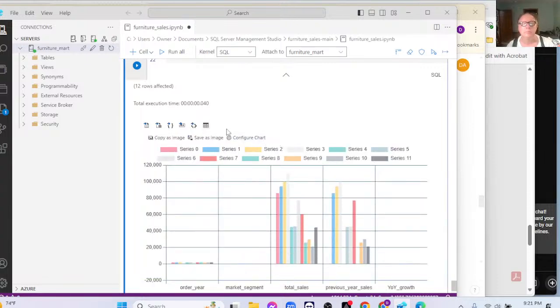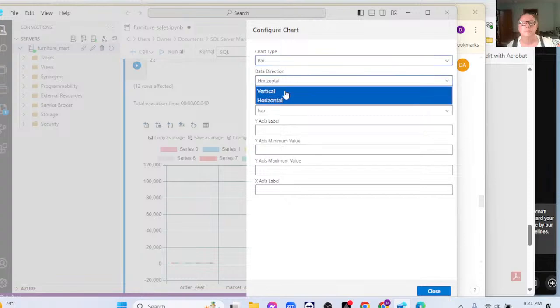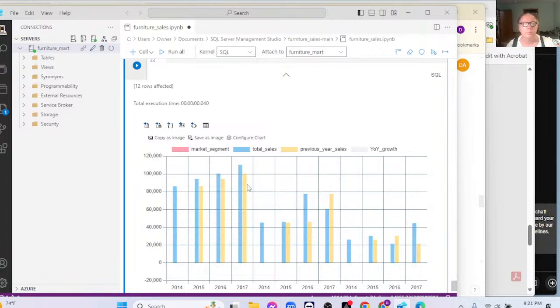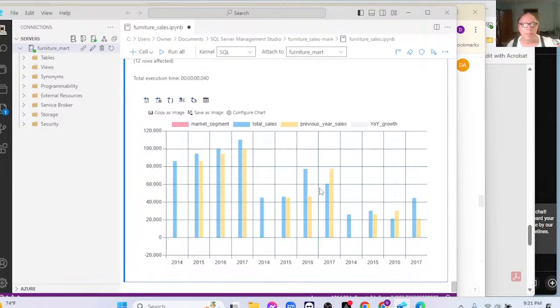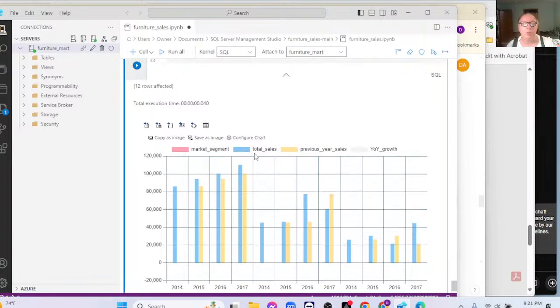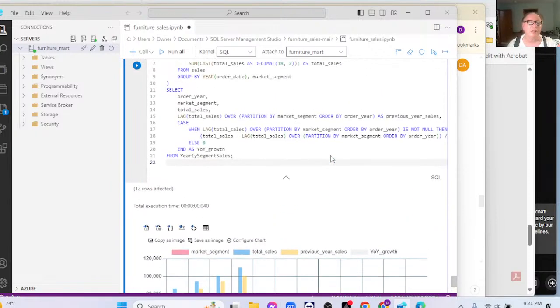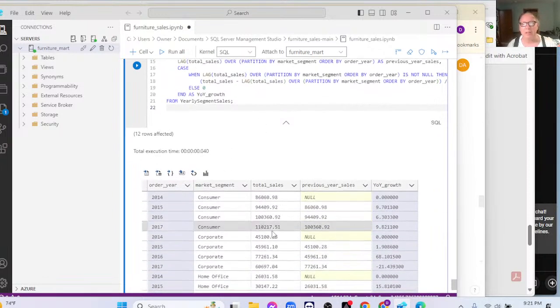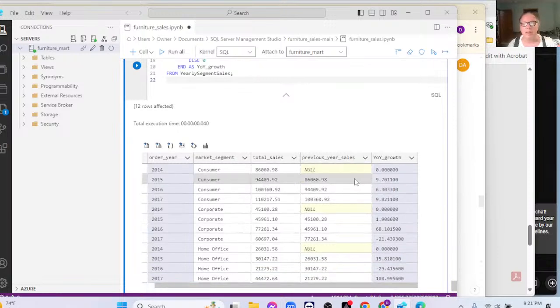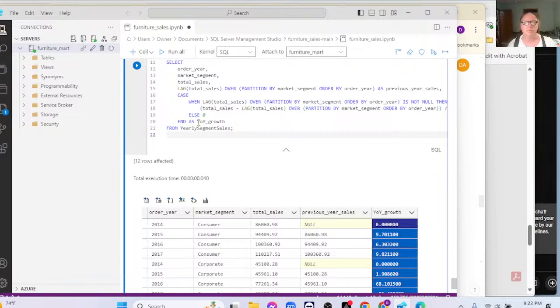So let's see what we got here. This isn't hopelessly bad, because you can see total sales. Now what we're not seeing, of course, is the market segment. Total sales and previous sales. So that's not a bad plot. The problem, of course, is you can't pick and choose which columns you want to use, all right? So that's not too bad.